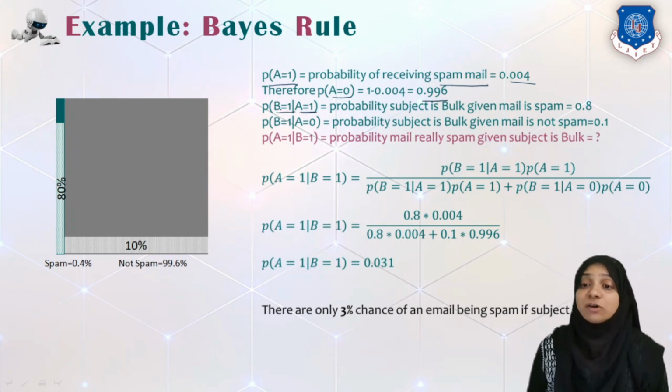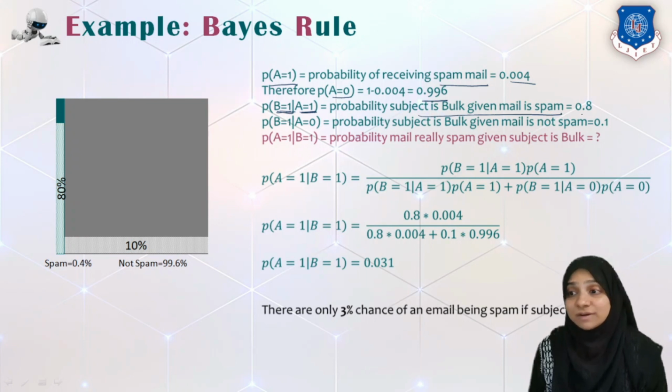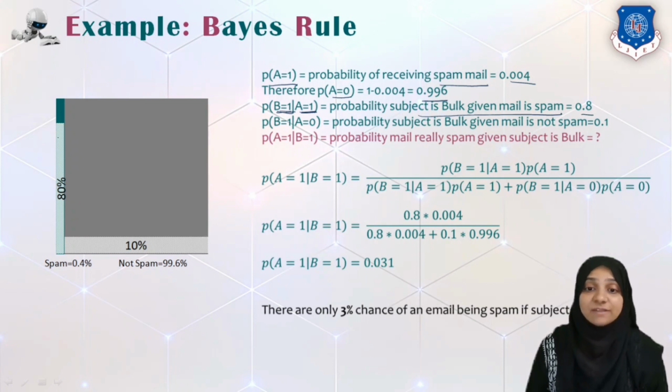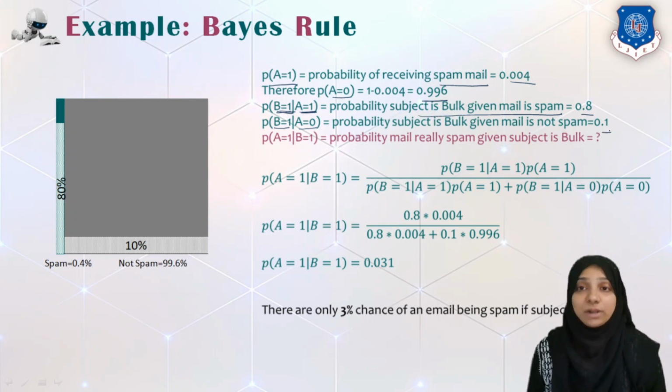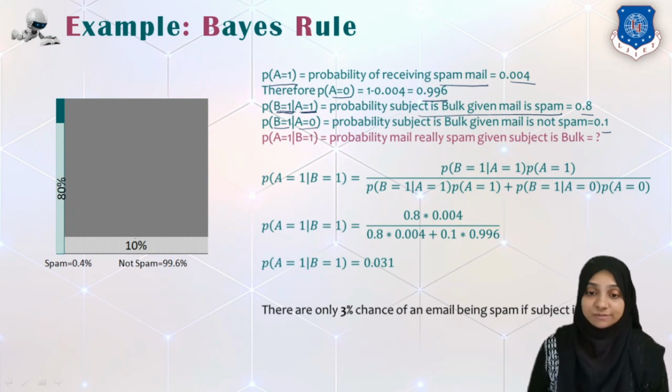Now the probability of a mail having subject bulk, provided that it is spam, that is the probability that the subject is bulk given that the mail is already spam, is 0.8. This is nothing but 80%. The probability of a mail containing subject bulk but not being spam is given as 0.1. That is nothing but 10%. That is this particular part.